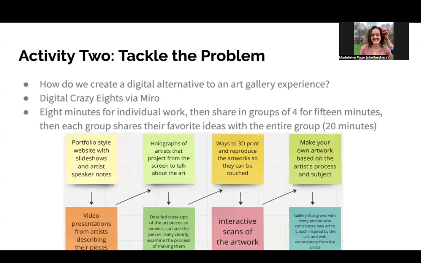The second activity would tackle the actual problem. So as a reminder, that's how do we create a digital alternative to an art gallery experience? And to do this, we would play a digital version of Crazy Eights, which is a game where each person gets 1 minute to create one idea and then 1 minute to create the next idea, for a total of 8 ideas, where each one is a little bit crazier than the last one.